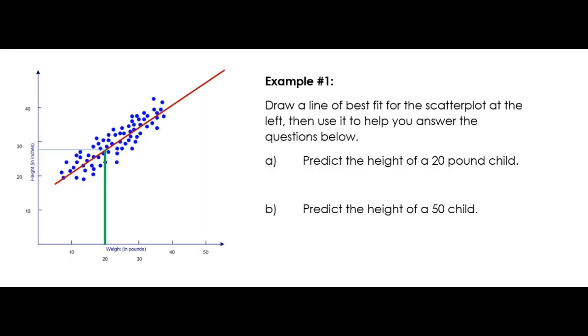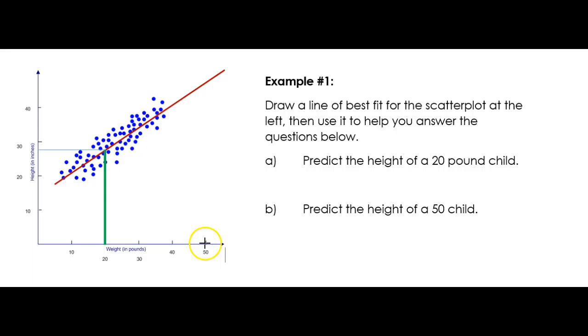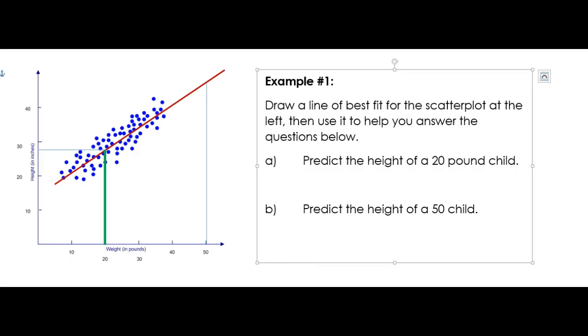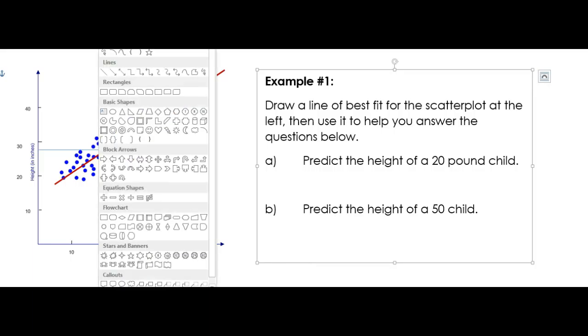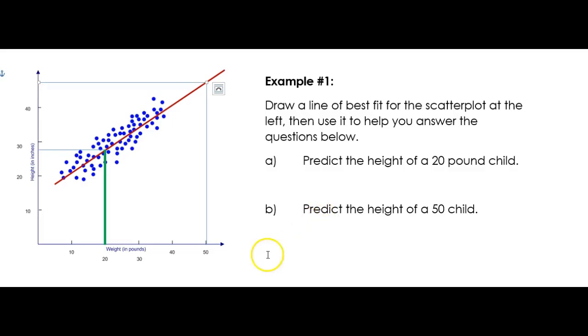Let's take a look at that. I'm going to insert a line. I'm going to go from 50 all the way up to my line of best fit. And then I'm going to do the same towards my vertical axis so I can see where my line of best fit takes me, what the corresponding height is. Okay, so there I am.